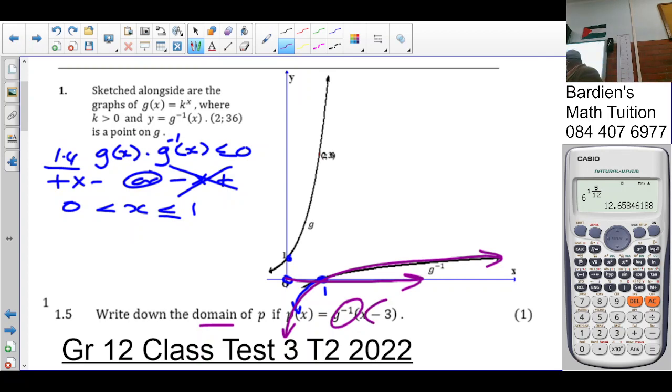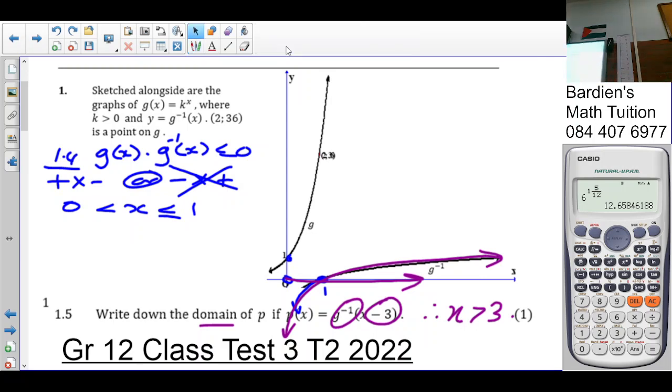What effect does this negative 3 have on the graph? The graph is moving 3 units to the right. Not so? So the asymptote, which is x is equal to 0, is also going to move 3 units to the right. Does it make sense? So, therefore, x must be more than 3.